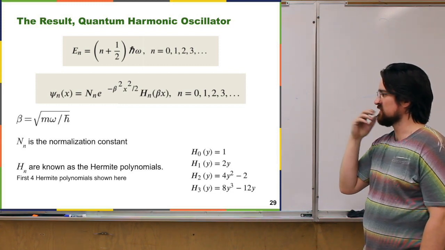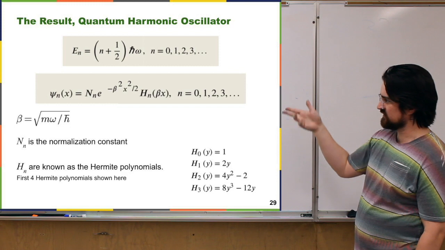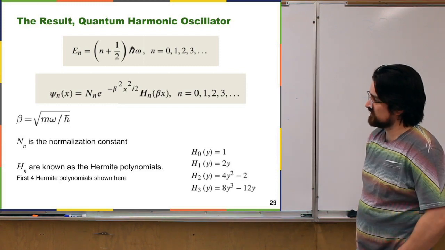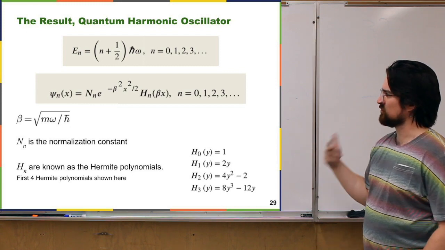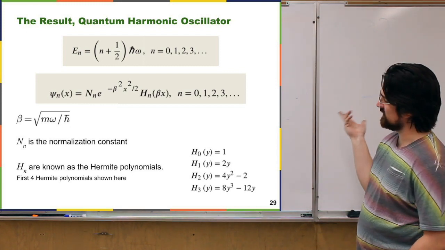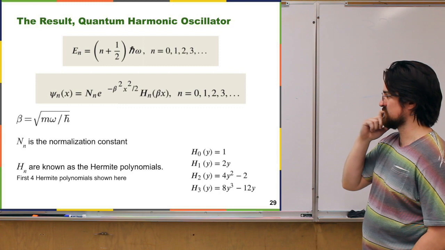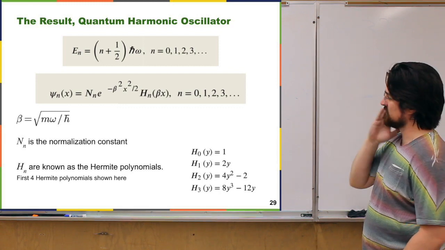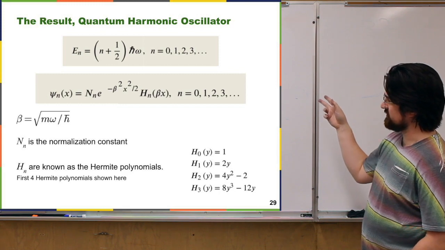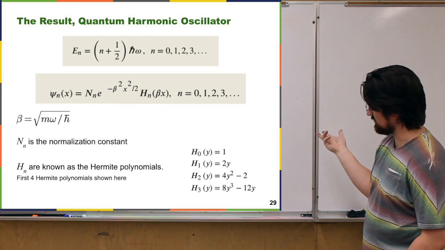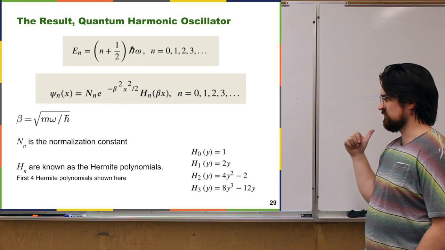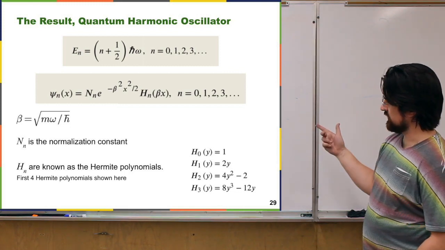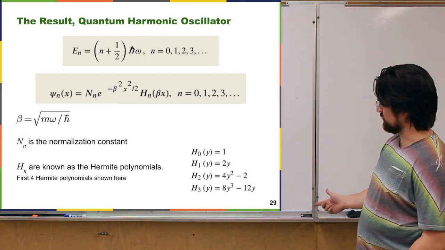It's fairly complicated. Beta is a substitute for that square root of m omega over h bar. Capital N sub n is a normalization constant that actually also depends on the principal quantum number. We're not even really going to touch on what that actually is, or the form of that. But we also then have this capital H sub n. Those turn out to be what you call the Hermite polynomials. And these are the first four Hermite polynomials.